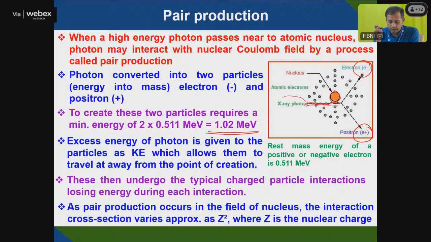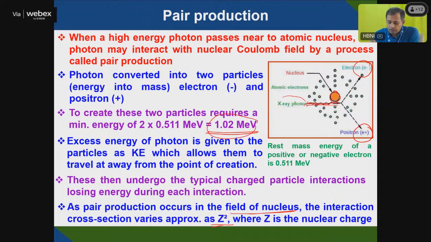These mostly undergo typical charged particle interactions, losing energy during each interaction. As pair production occurs in the field of the nucleus, the interaction is approximately proportional to Z squared. So for pair production to occur, you should have a minimum energy of 1.2 MeV.